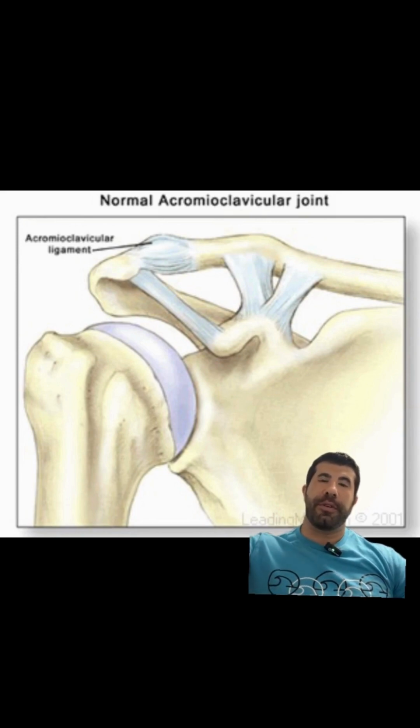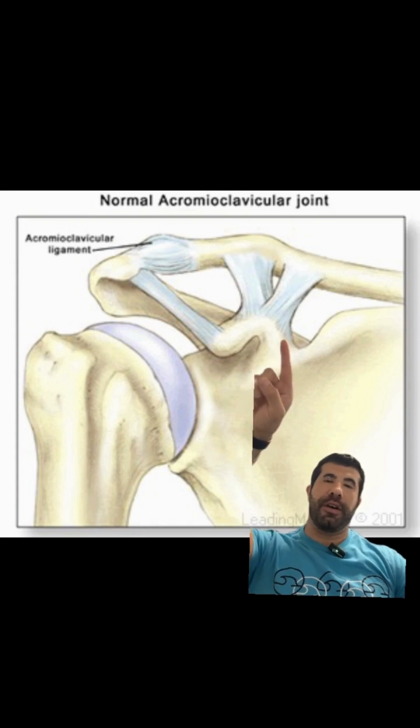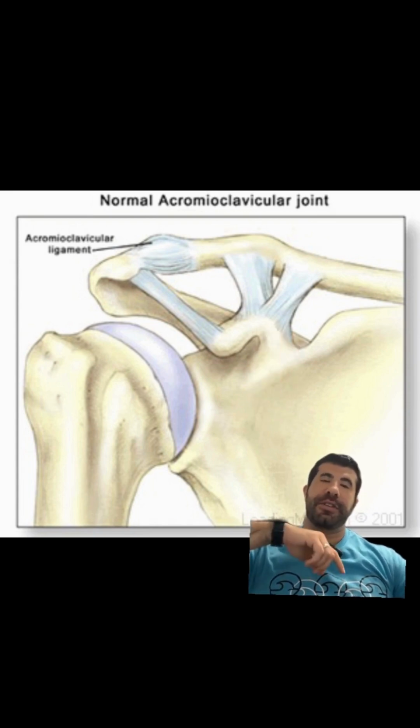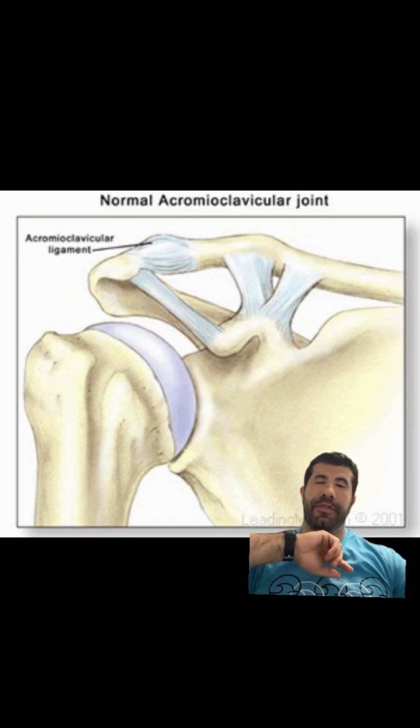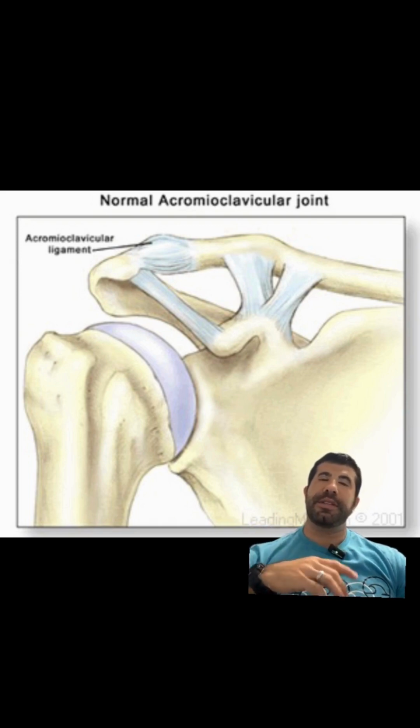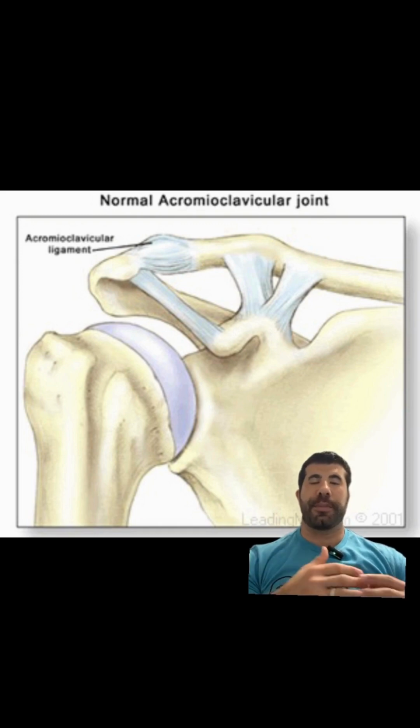A lot of people are familiar with the glenohumeral joint, which is the ball and socket joint. What we're talking about, though, is more of where the collarbone intersects with the shoulder blade. That's termed the AC joint or the acromioclavicular joint. A lot of times these injuries are termed a shoulder separation.